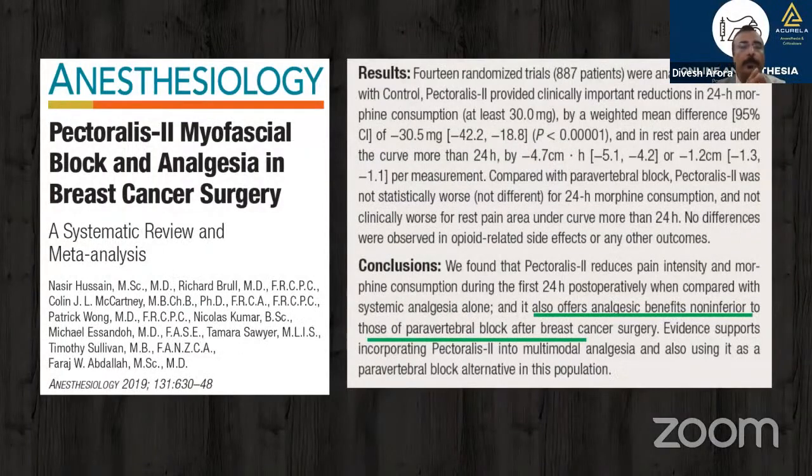So is this block actually effective? There have been a couple of RCTs as well as meta-analyses. I am showing just one of them to save on time. This was published in Anaesthesiology 2019, where they evaluated the PECS block in breast cancer surgery. Compared to control, it was very effective, but compared to paravertebral block, they stated it is non-inferior. That means it has good efficacy, so it's a good block to be considered in breast surgeries.